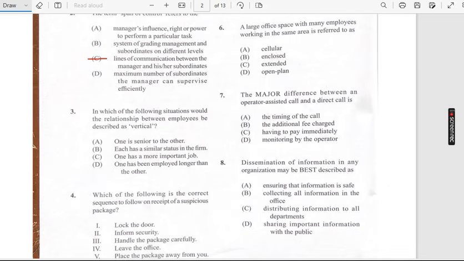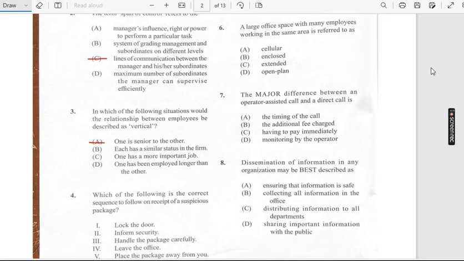Alright. Number three. Which of the following situations would describe the relationship between employees as vertical? The relationship between employees described as vertical has to do with one being senior to the other.